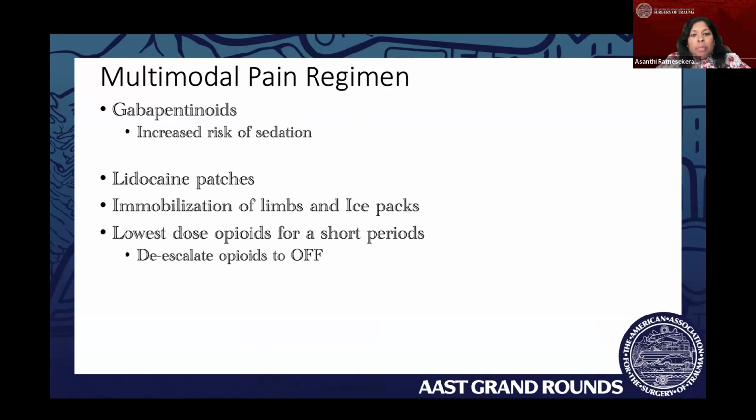What else? Well, multimodal pain regimens can also have gabapentinoids. Our SICU pharmacist always yells at us when we use gabapentin in our elderly patients, because it does increase risk of sedation, but I think it could be used with caution. Lidocaine patches, immobilization of fractured limbs and ice packs, and then using the lowest dose opioids for the shortest period of time, and then de-escalating the opioids to off when they have recovered or when their multimodal pain regimen has taken effect.